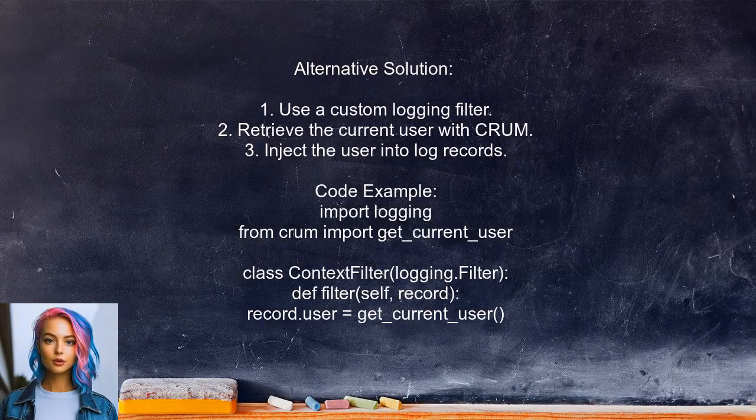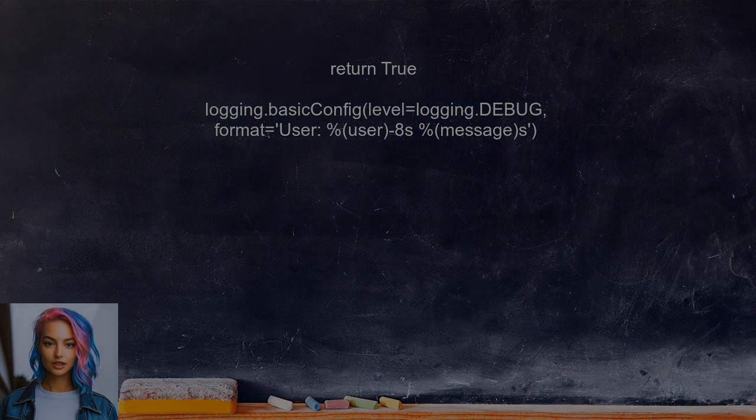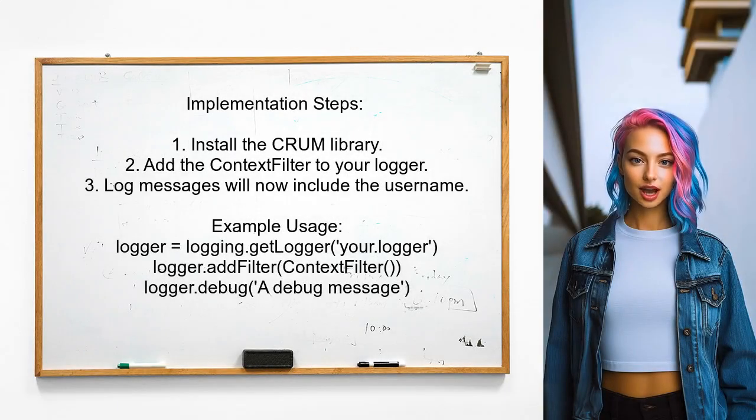An alternative solution involves using a custom logging filter to automatically include the currently logged-in user in your log messages. This method utilizes the crumb library to retrieve the user from the request context. To implement this, you need to add the filter to your logger and ensure the crumb library is installed. This allows you to log messages with the username included automatically.